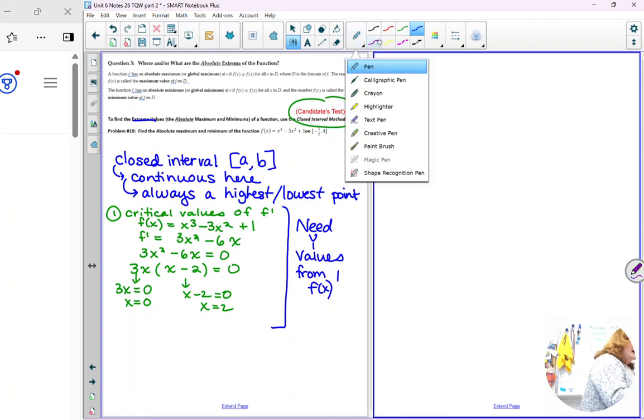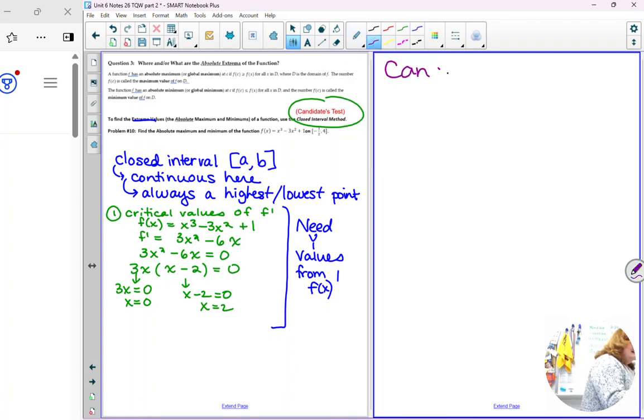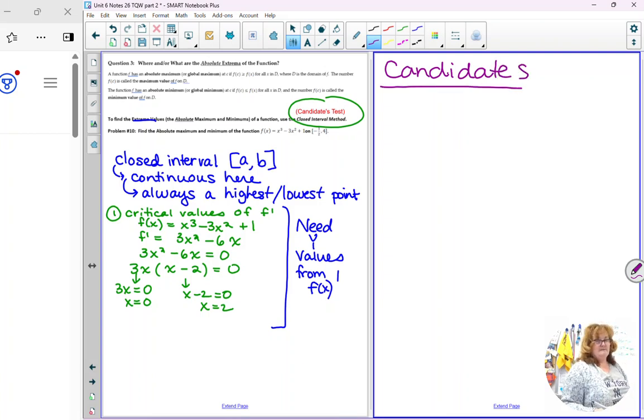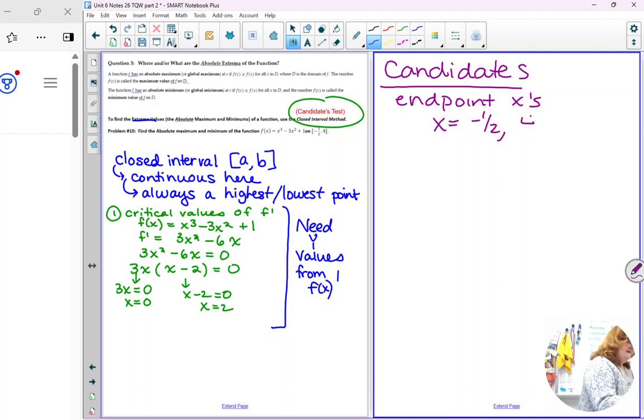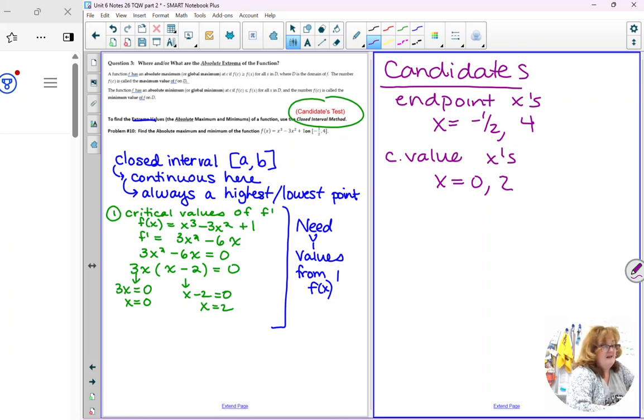So, why we call this the candidates test is we have candidates for where our possible absolute min and max are. Our candidates are our endpoint x's, which is -1/2 and 4, and our critical value x's, which is 0 and 2. Now in this case, a table of information is going to be considered enough evidence of how we're going to answer the question.